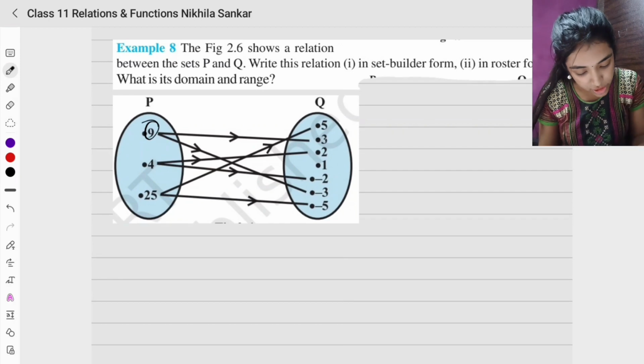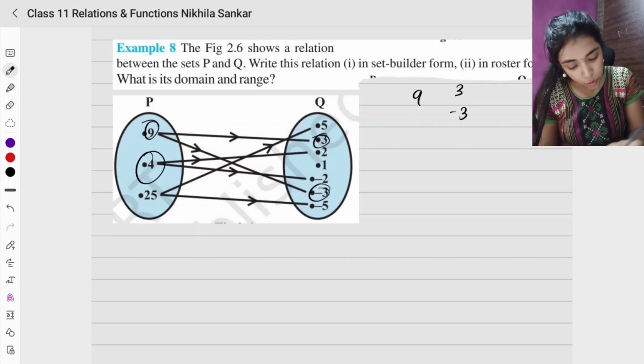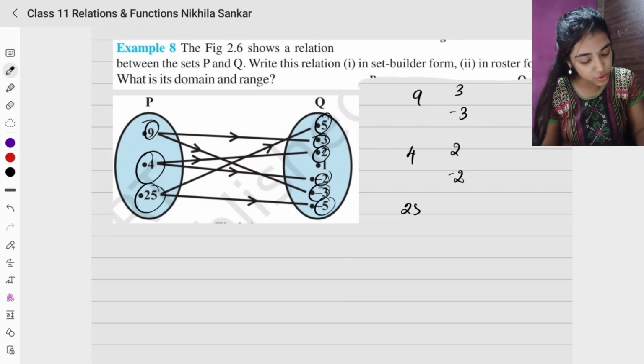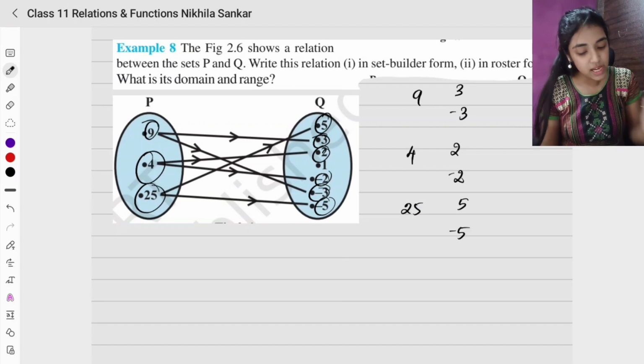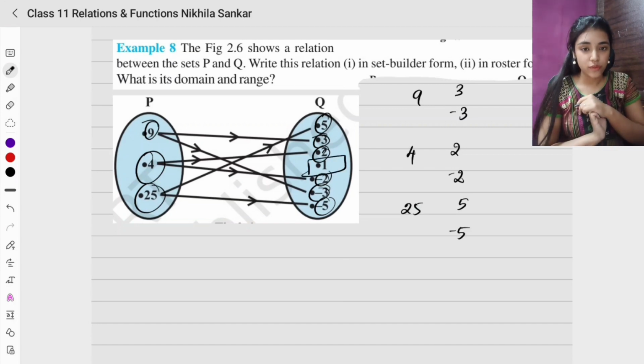9 is linked to 3 and minus 3. 4 is linked to 2 and minus 2, and 25 is linked to 5 and minus 5. This one is not linked to anything. Also, you have to notice that.